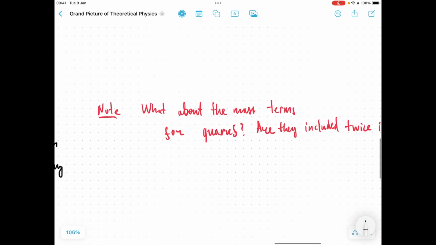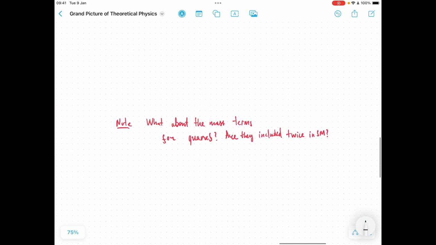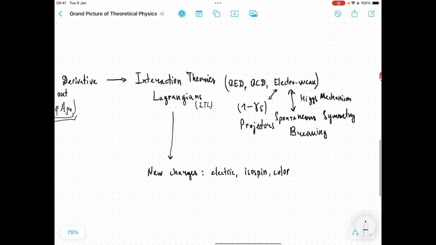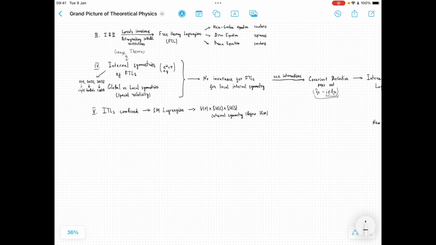What I left here, some note. What about the mass terms for quarks? Are they included twice? Let's not talk about that right now. I don't want to go to the side, but anyways. Let me look if I have said anything more.